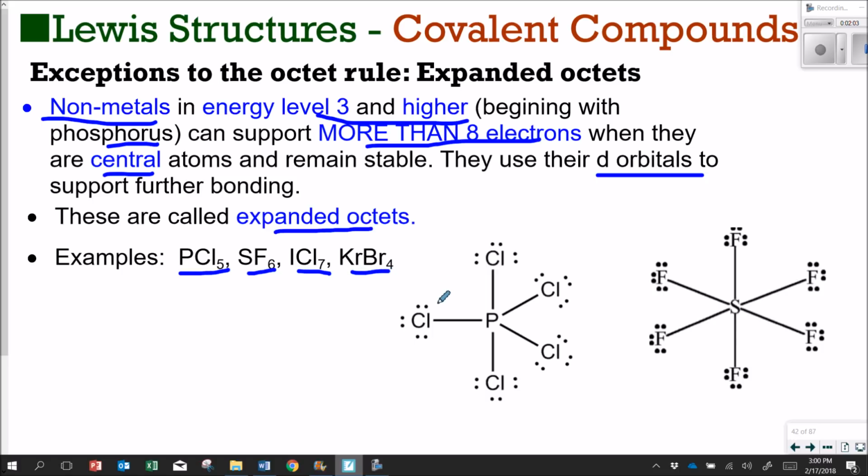If we look at some of these structures, there is phosphorus as a central atom. And if we count the electrons around it, there are 2, 4, 6, 8, and 10 electrons around this phosphorus, so it's more than 8. Sulfur over here as a central atom has 2, 4, 6, 8, 10, 12 electrons and can be stable.